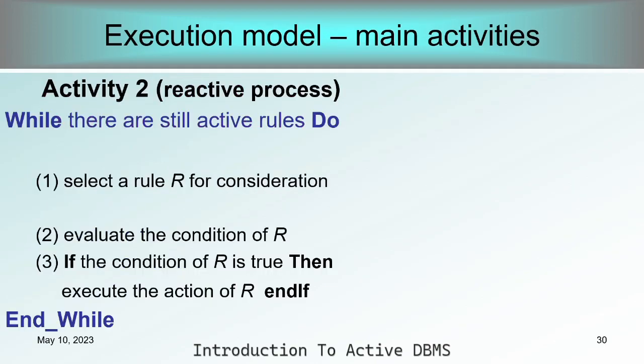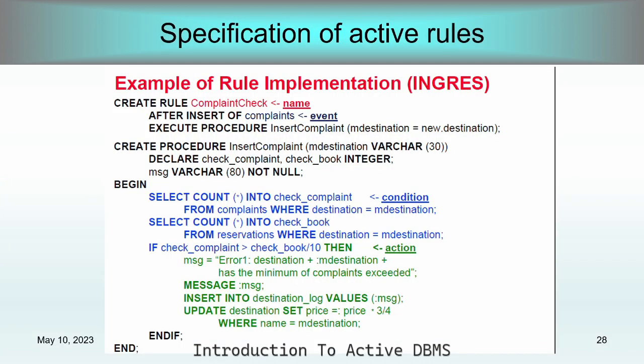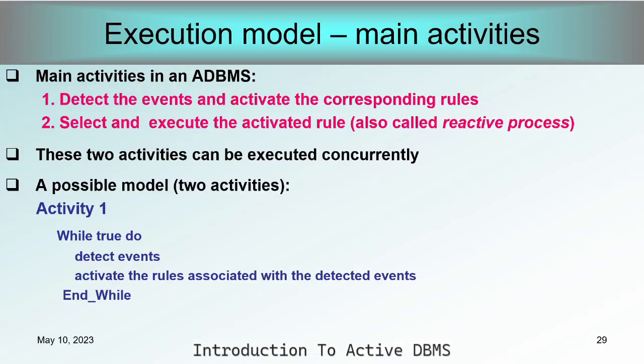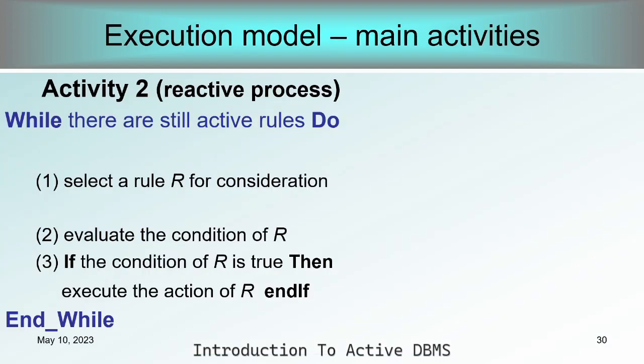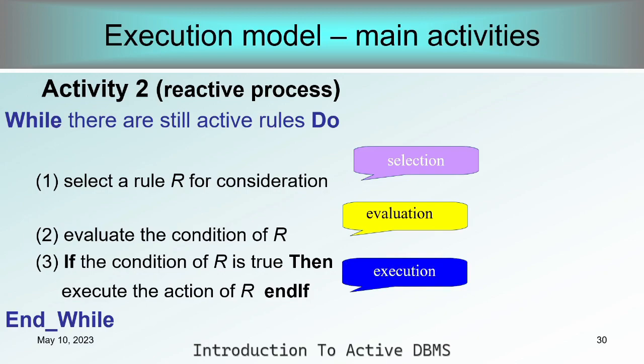It can be in the reactive process form, where while there are still some active rules, do: you need to select a rule for consideration, that comes under selection. You have to evaluate the condition of R, that is evaluation, and if the condition of R is true, then execute the action of R. So this is how you could define the reactive process.